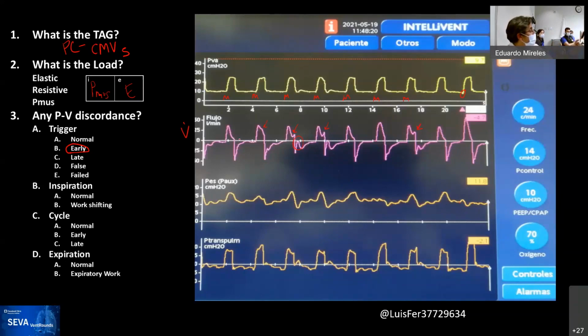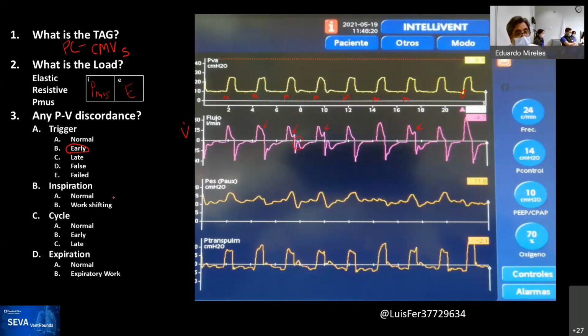So you see how what you were reading on the waveforms up here, the esophageal pressure helps you to do that, but necessarily you don't need all this information. It's added, but it helps you understand that this is an early trigger or reverse trigger, as they call it in the literature under these circumstances.